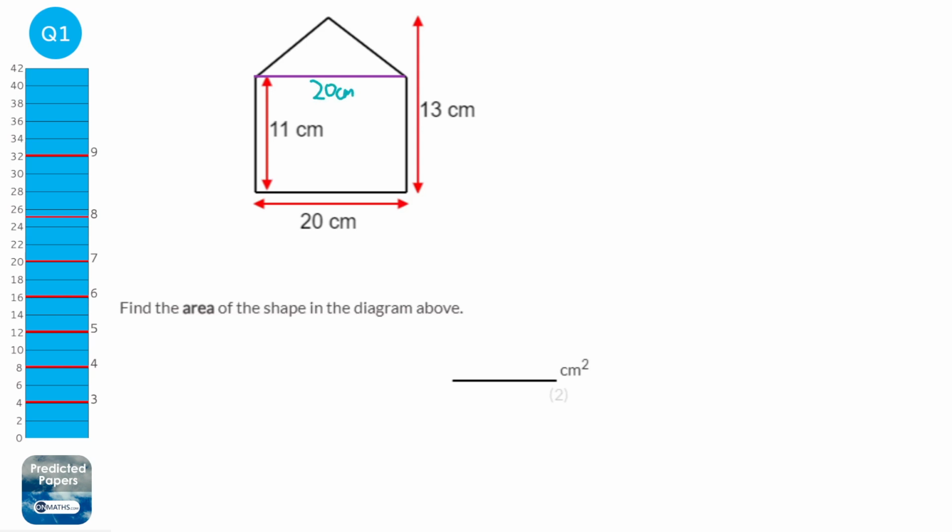And we need to find the height, which is this length here, which is 90 degrees to the base. To find that, we can look at the fact that the total height of the whole thing is 13, and the height of the bit we don't want is 11. So what's left over? Well, 2 centimeters will be left over, so the height of the triangle will be 2 centimeters. So let's work out the area of the triangle first.